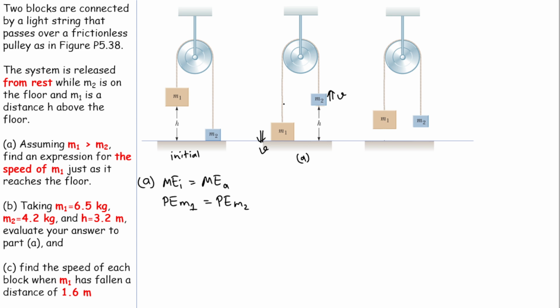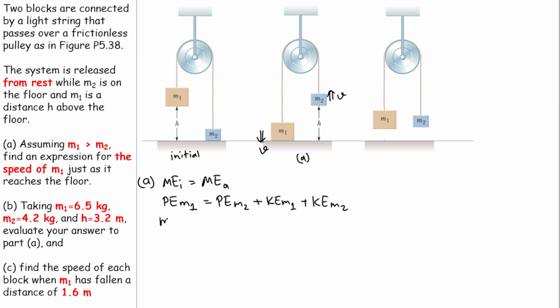And then we also have the kinetic energy of M1, right? It is going down with speed V. It has not reached the floor yet, because this is just as it reaches the floor, so there is no potential energy for M1. So I will have the kinetic energy of M1, and then we also have the kinetic energy of M2. So we will have this one here.